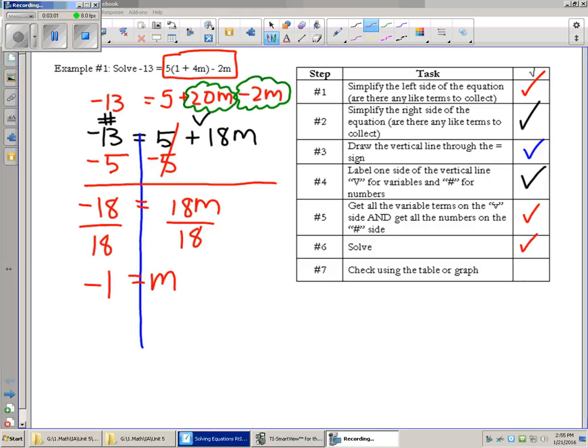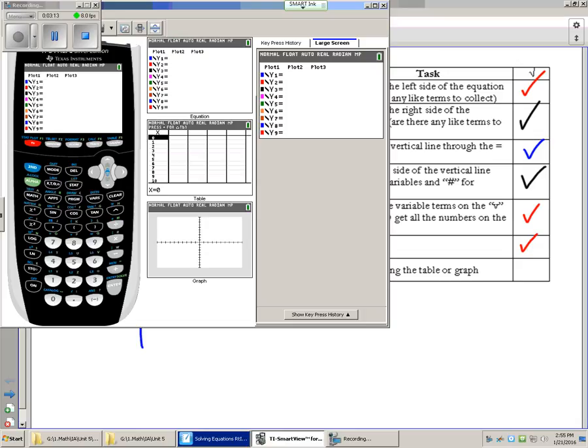So to finish this problem, I want to make sure that my answer is right, so I'm going to use a table to check it. So using my graphing calculator, in y1, I'm going to enter the left side of my equation, negative 13, and then on the right side, 5 times 1 plus 4x, close my parentheses, minus 2x.